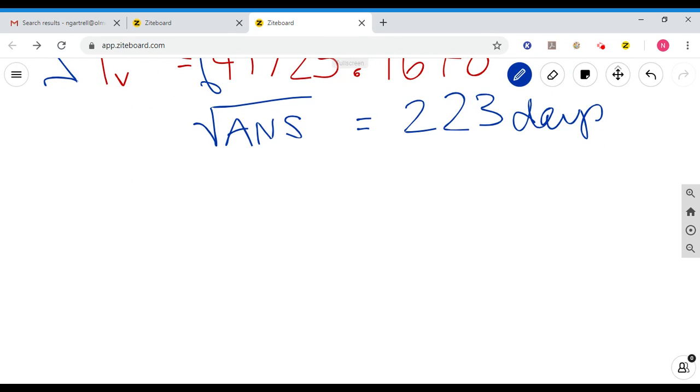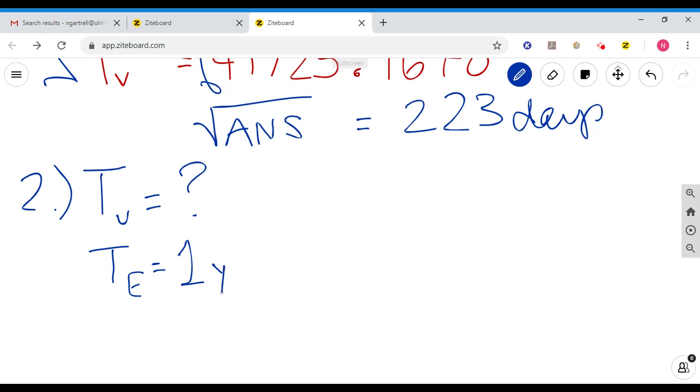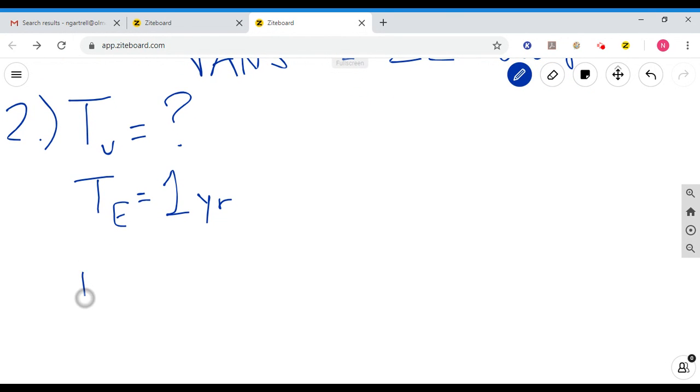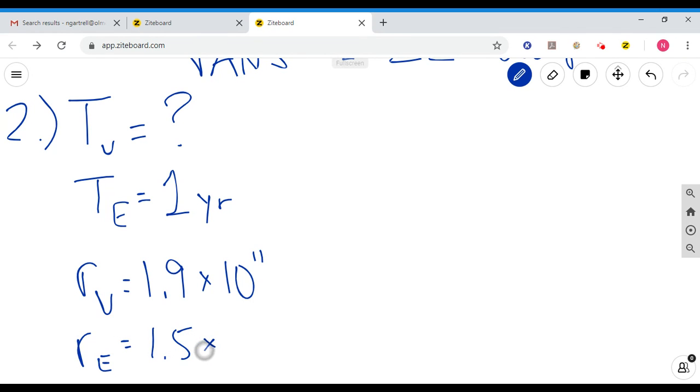Example 2. Now we're talking about an unknown planet, and they give you all the information for this unknown planet. So I'm going to use T sub u for unknown. They want to know its orbital period, but they're comparing that orbital period in Earth years. So now this is where we switch to 1 year. The radius of this new unknown planet is, let's see, 1.9 times 10 to the 11th. And the Earth, that value never changes.